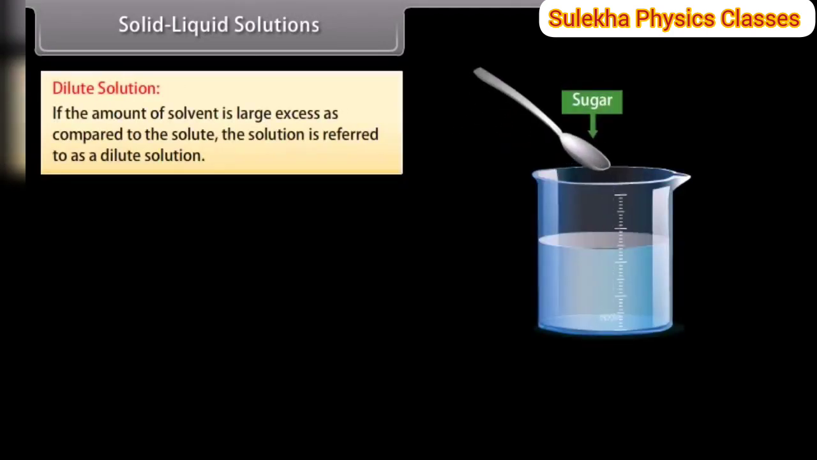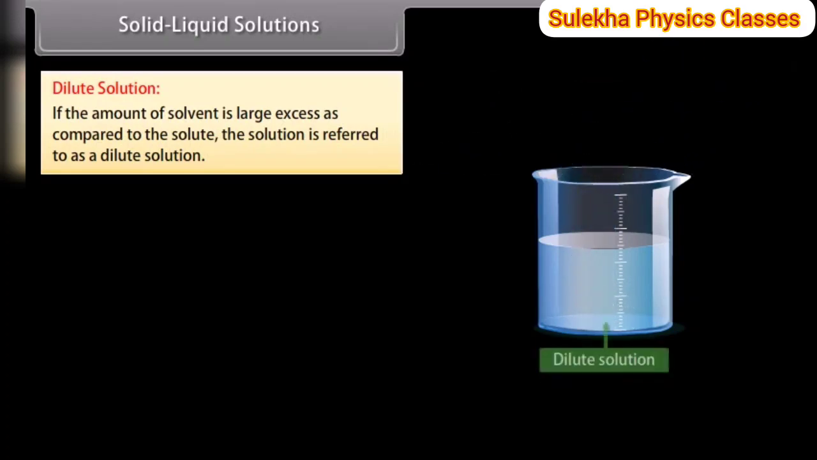Solid-liquid solutions. A small amount of solute is dissolved in a large quantity of solvent. Dilute solution. If the amount of solvent is large excess as compared to the solute, the solution is referred to as a dilute solution.